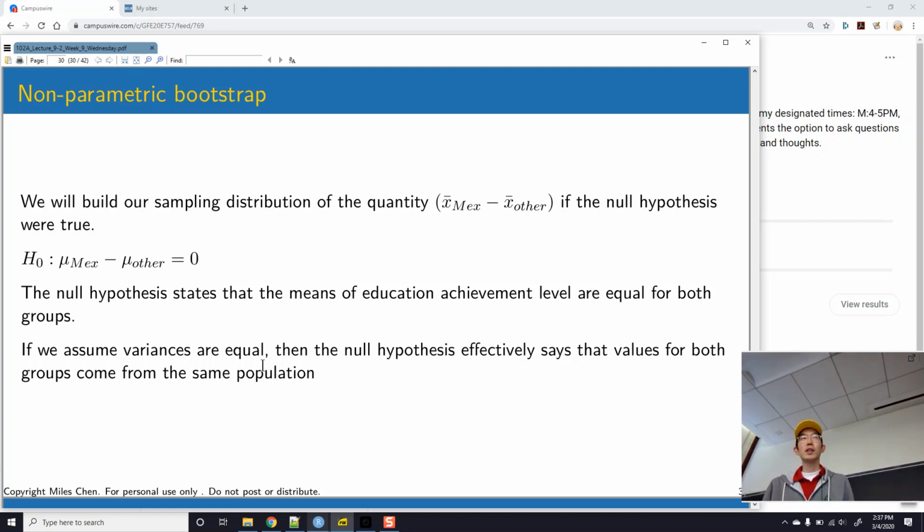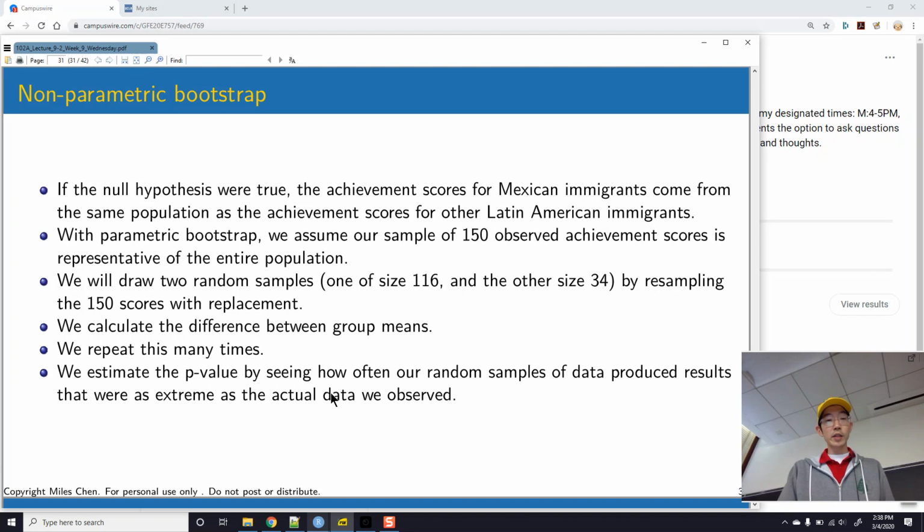So we're going to just say this is the population of all immigrants from all Latin American countries, and we don't need to distinguish immigrants from Mexico versus immigrants from other countries, because if the null hypothesis were true, they're coming from the same population. Okay, so that's what we're going to set up, right?